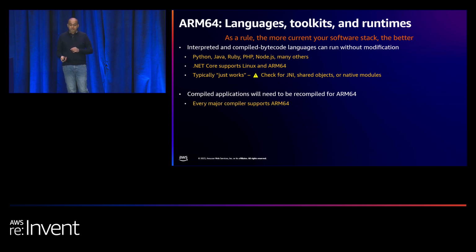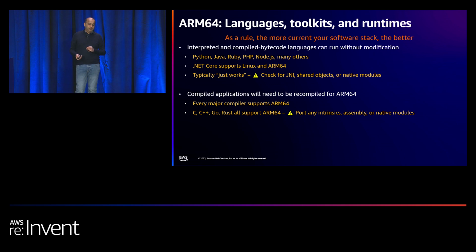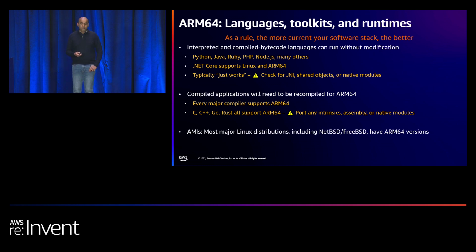If you're running compiled applications like C, C++, or Go, those will need to be recompiled for ARM64, and all the major compilers will allow you to do that. If you have any intrinsics or you're relying on any assembly language, those will need to be ported to ARM64. But otherwise, it should be pretty much a straightforward recompilation. As far as Amazon Machine Images go, for all the Linux distributions that we just covered, there are AMIs available out of the box that you can simply deploy and are ready to use.